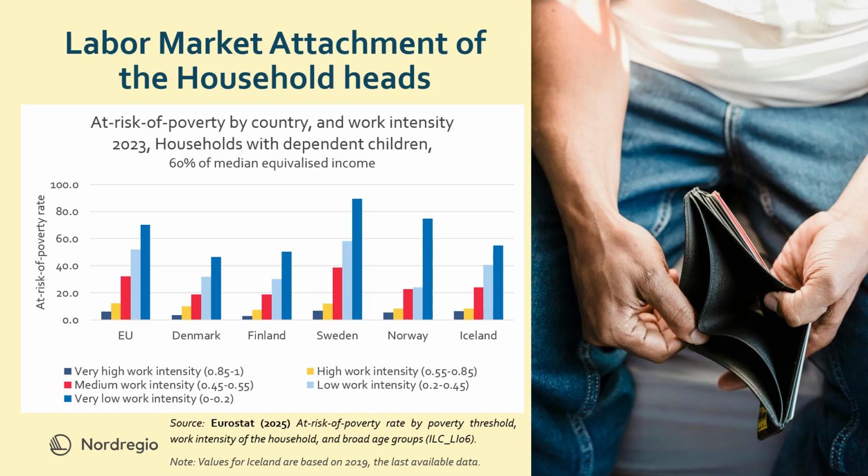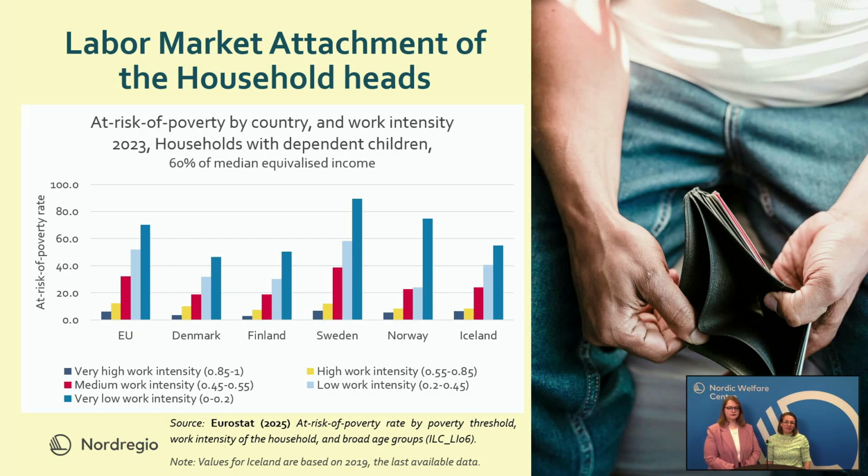Looking at labor market attachment and its association with poverty, what we see here is the risk of poverty based on different levels of work intensity of the household heads. And we see that as individuals have higher connection to the labor market, or very high work intensity, the risk of poverty is very low, this dark blue line. Whereas when households have very low work intensity, the risk of poverty is substantially higher.